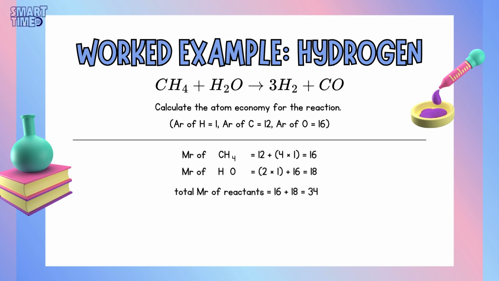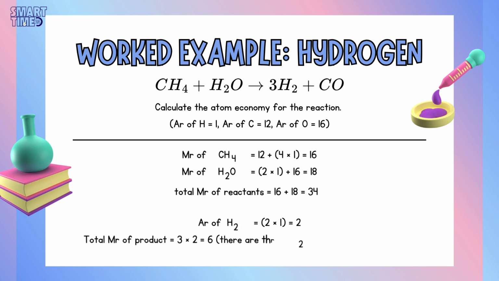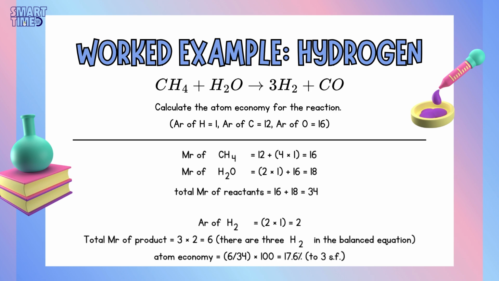Mr of H2 is equal to 2 multiplied by 1, which is 2. Total Mr of product is equal to 3 multiplied by 2, which is 6. There are 3 H2 in the balanced equation. Atom economy is equal to 6 divided by 34, multiplied by 100, which is equal to 17.6% to 3 SF.